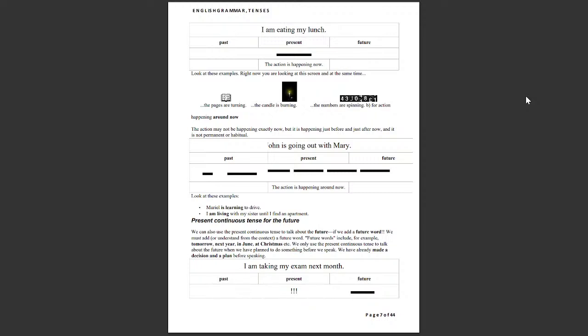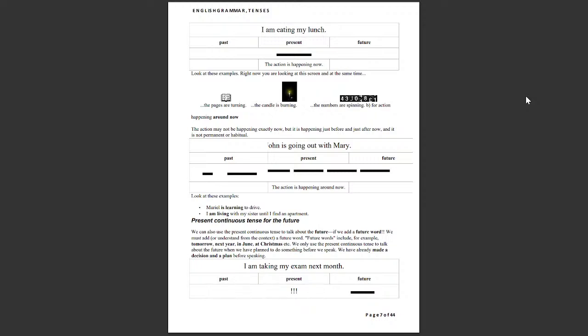We can also use the present continuous tense to talk about the future, as I already said to you. And we add a future word, or we understand it from the context. Future words include, for example, tomorrow, next year, June, at Christmas, etc. We only use the present continuous tense to talk about the future when we have a plan to do something, when we have already made a decision and a plan before speaking.